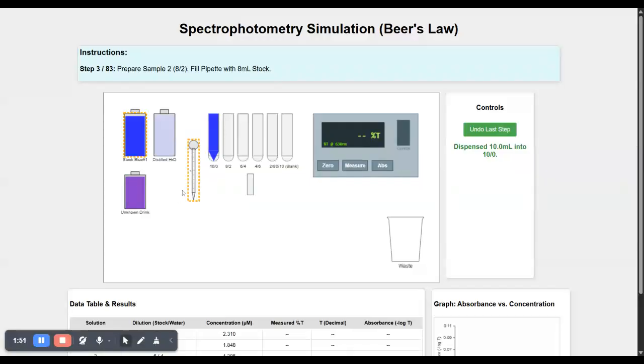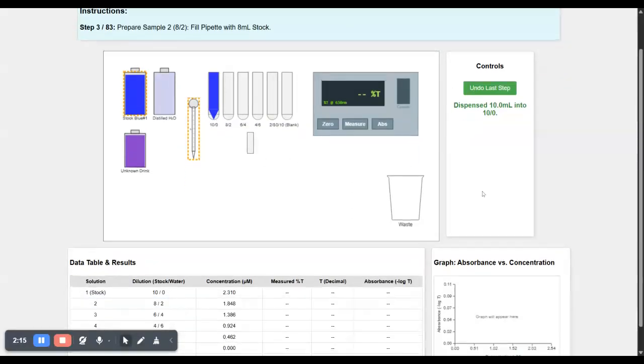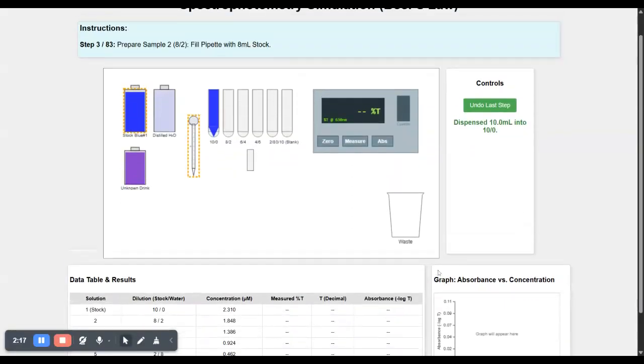So now we're going to start the dilution series. I prepared the series of test tubes with different dilutions. So here we have 10/2, 8/2, 6/4, 4/6, 2/8, up to nothing, which is basically our blank substance. The purpose of these dilutions is to create solutions with known concentrations. These known values will allow me to build a calibration curve based on Beer's law. Our graph will be shown down below.